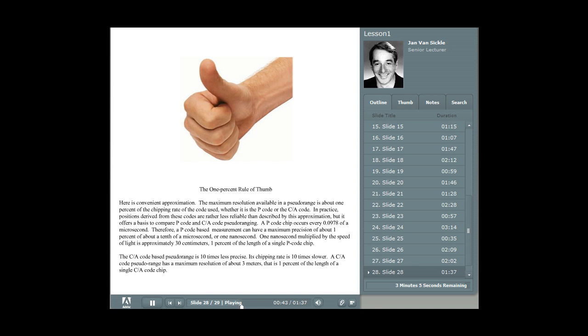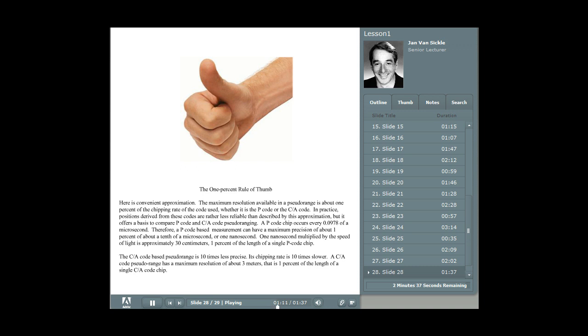Now, you may remember that if we talk about the P code, that would mean a maximum precision of about 1% of a tenth of a microsecond, or a nanosecond. 1 nanosecond multiplied times the speed of light, as I've mentioned, is about 30 centimeters, approaching a foot. And this is in direct correlation with that 96-foot chip length that we saw with the P code. 1% of that, approximately a foot.